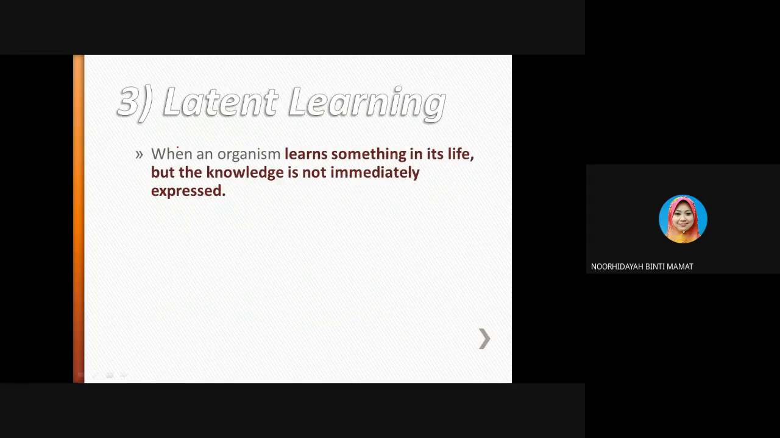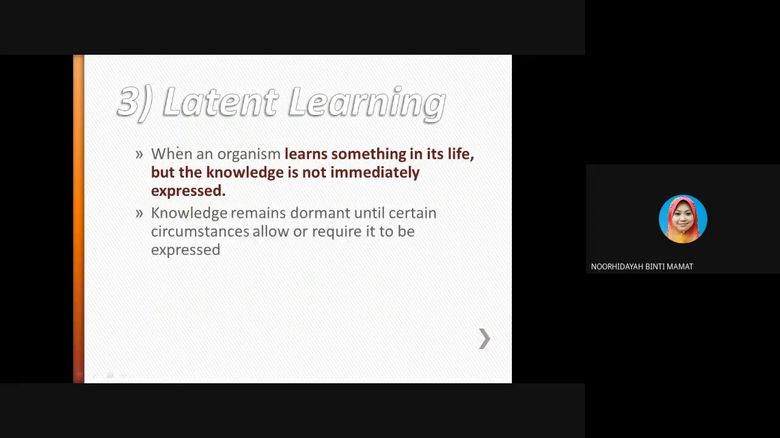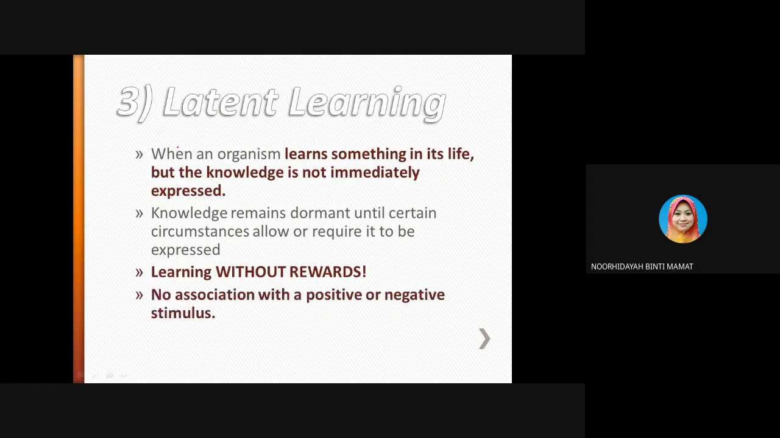And we go to the third type of learned behavior, which is latent learning. This is when an organism learns something in its life, but the knowledge is not immediately expressed. The knowledge remains dormant until certain circumstances allow or require it to be expressed. This is learning without rewards, which is different compared to the other types. There is no association with a positive or negative stimulus. They don't have any reward, they don't have any punishment.